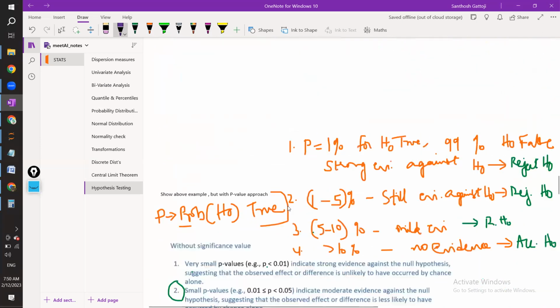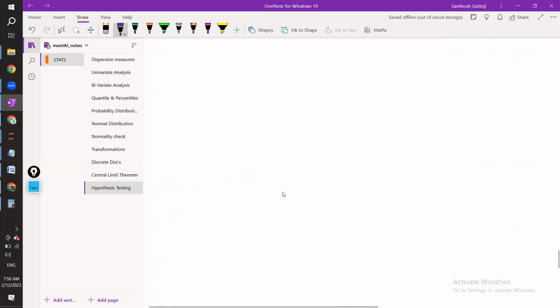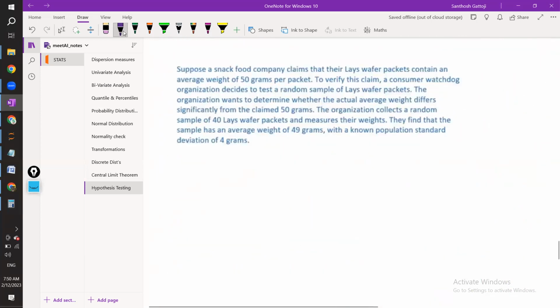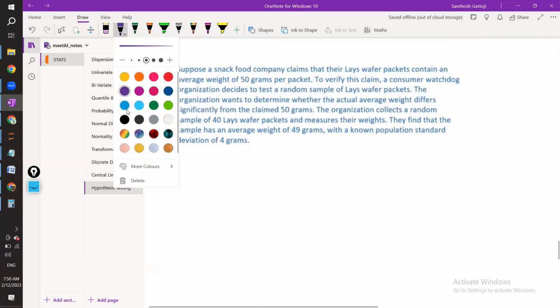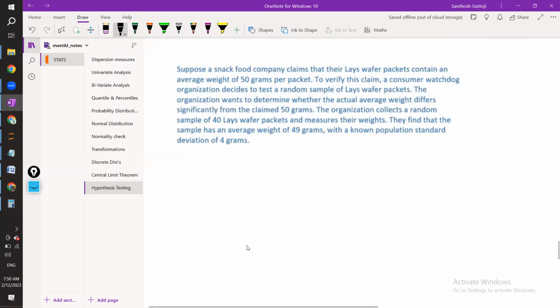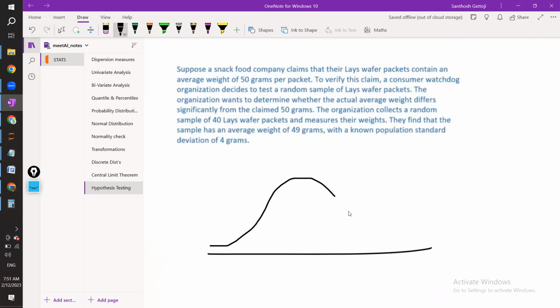So similarly over here, what we are going to do, if I take the graph over here. Since it is a two-tailed test, that means you will have some values to this side, and you also have values from this side.